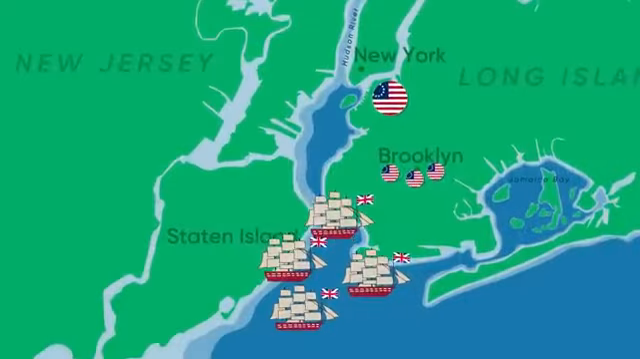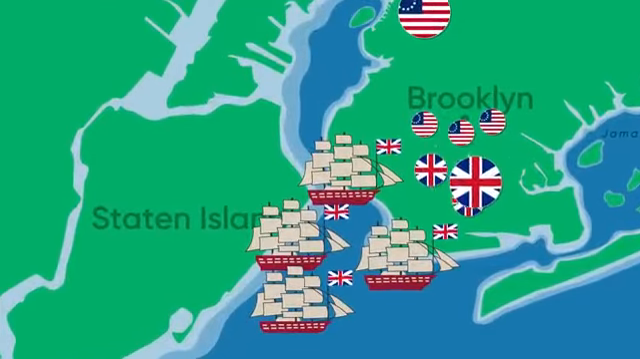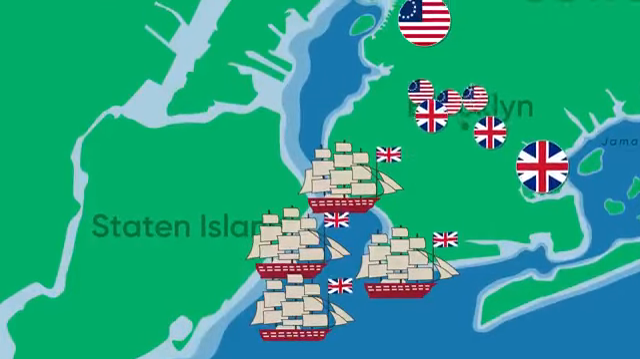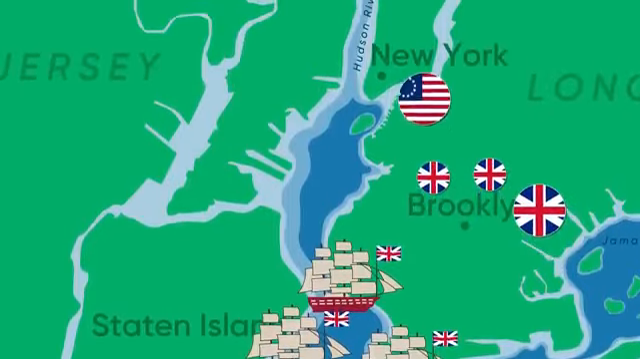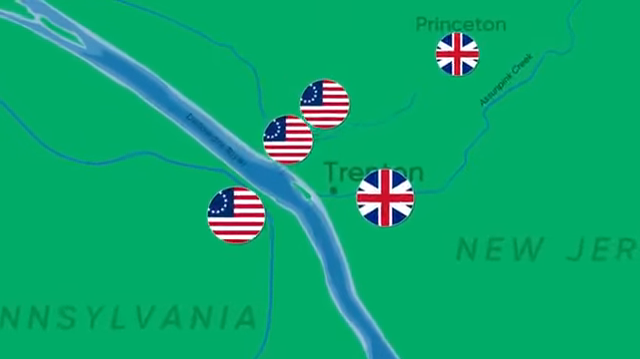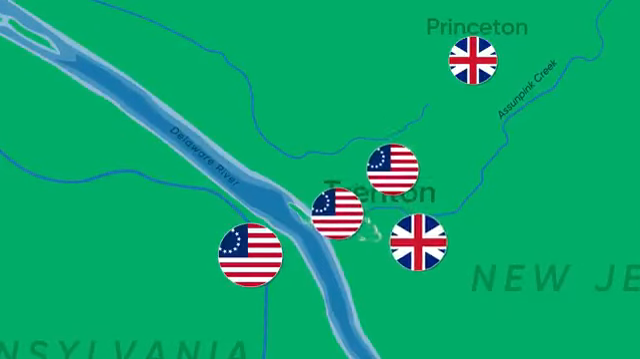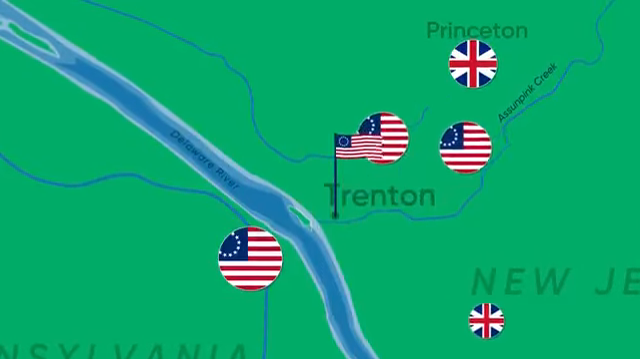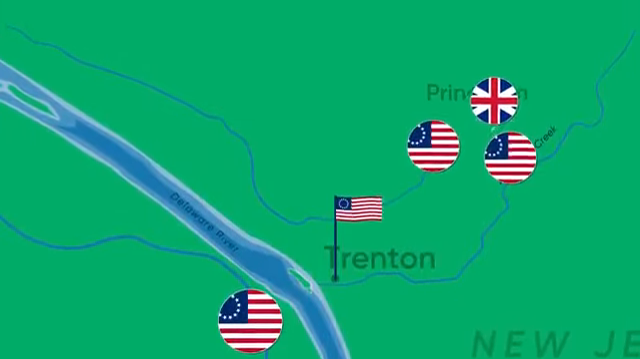2 months later, routed by Howe's redcoats on Long Island, Washington's troops were forced to evacuate from New York City. However, the surprise attack in Trenton and the battle near Princeton, New Jersey, after that, marked another small victory for the colonials and revived the flagging hopes of the rebels.